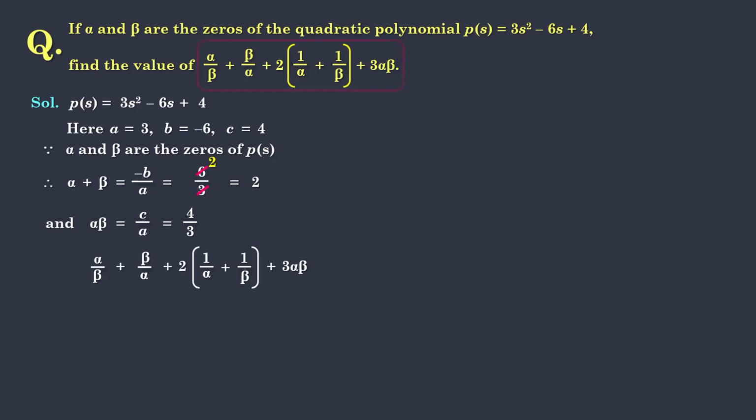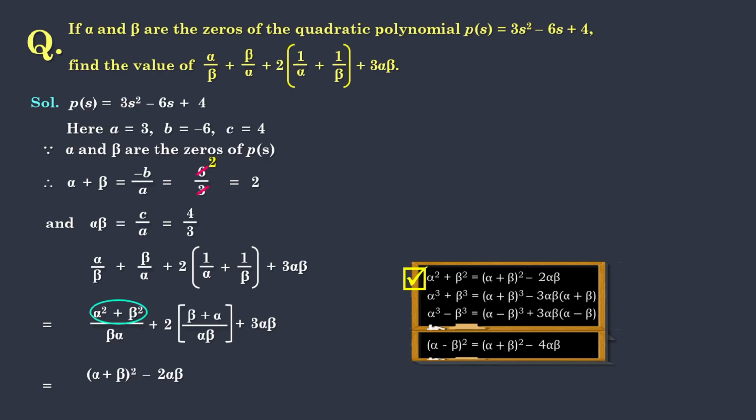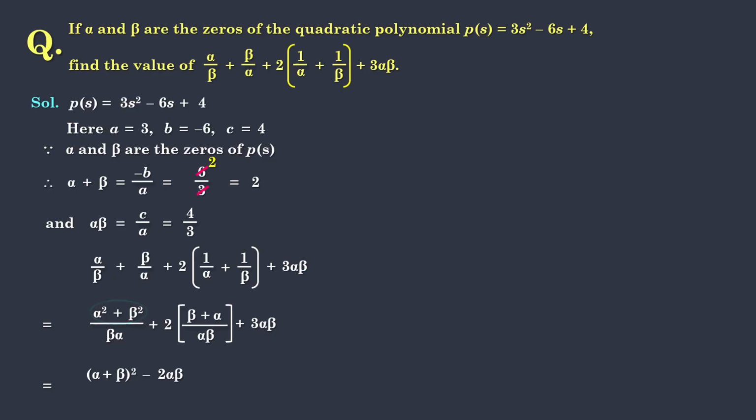Now consider the expression we need to evaluate. It contains alpha divided by beta, beta divided by alpha, 2 times the sum of the reciprocal of alpha and the reciprocal of beta, and 3 times the product of alpha and beta. First, combine alpha divided by beta and beta divided by alpha. This can be written as alpha squared plus beta squared divided by the product of alpha and beta. Next, we use the identity that alpha squared plus beta squared is equal to the square of the sum of alpha and beta minus 2 times the product of alpha and beta.